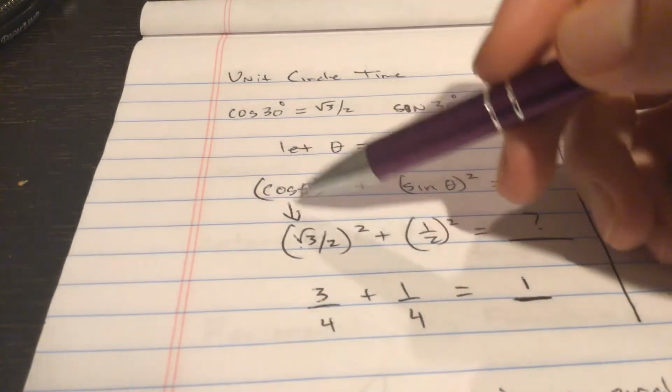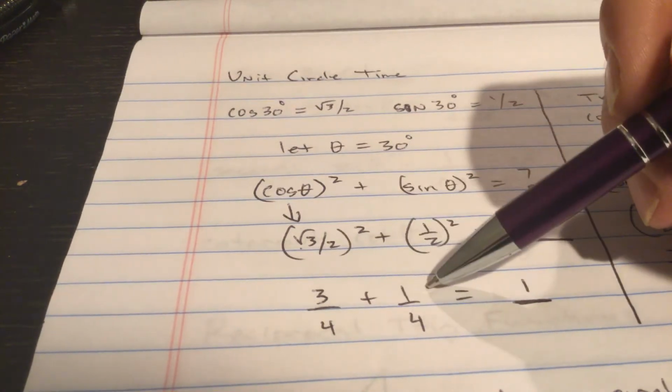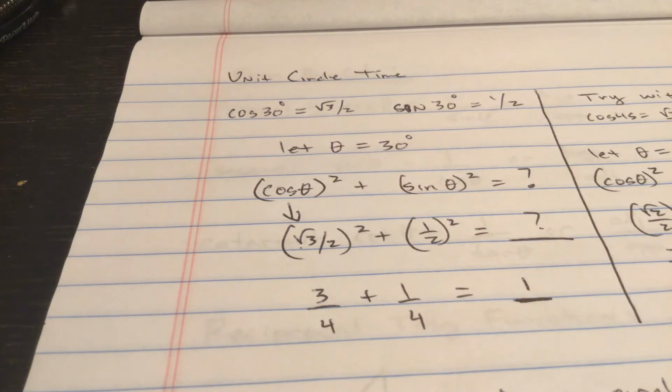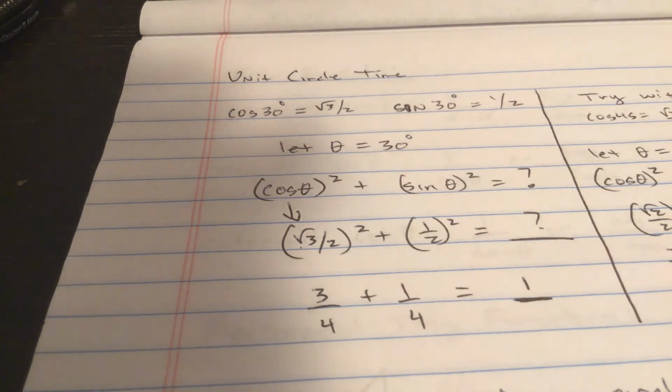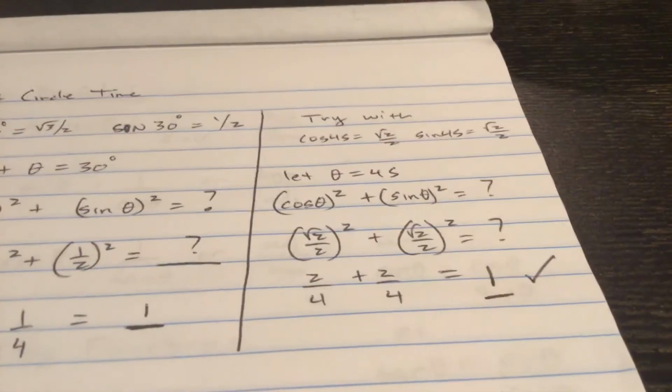When I square root 3, I get 3. When I square 2, I get 4. When I square 1, I get 1. When I square 2, I get 4. Holy cow. 3/4 plus 1/4 is 4/4, which is 1. Getting an answer of 1 there seems pretty important. Let's try it one more time.